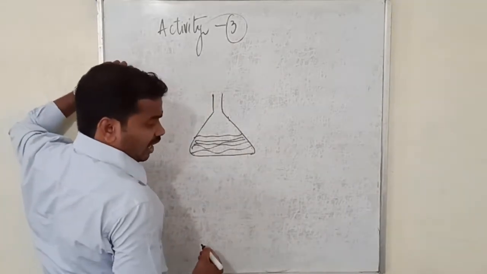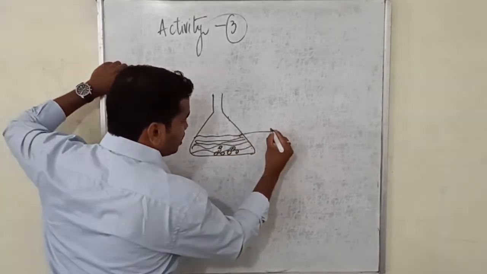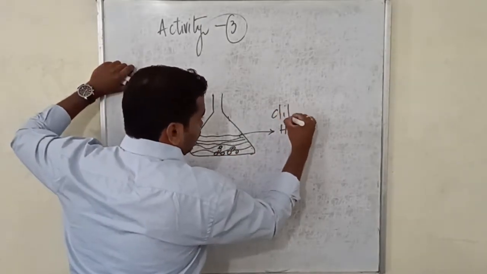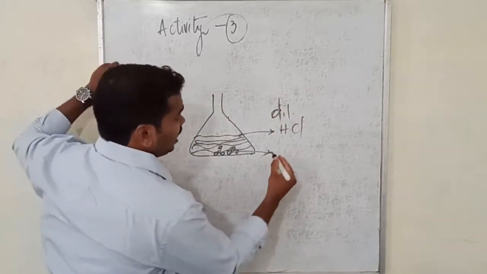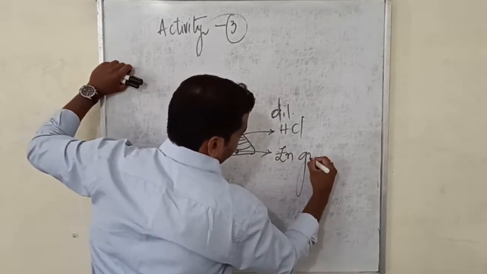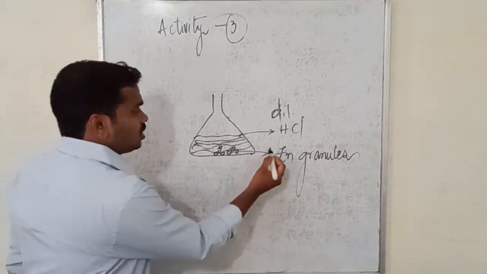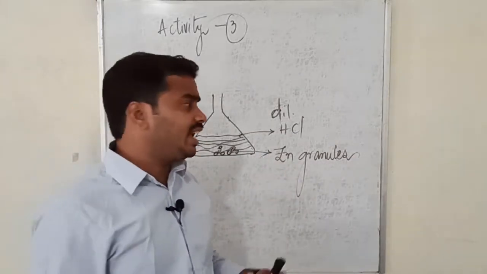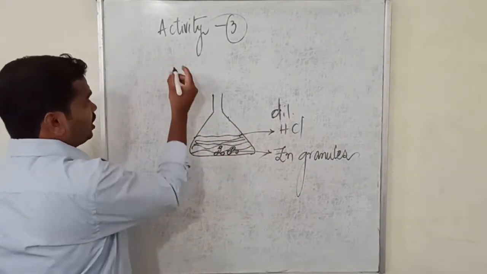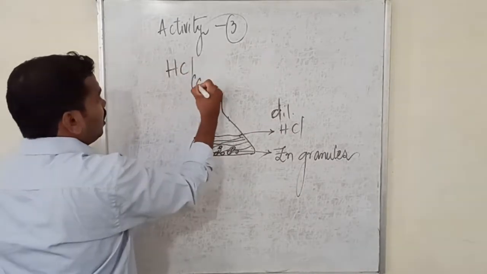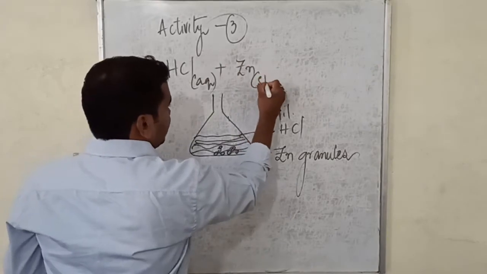After giving this hydrogen chloride in the conical flask, try to put some zinc granules. What are we going to put? This is HCl, which is diluted HCl. At the same time, I am giving zinc granules. So these zinc granules will start reacting with HCl. That reaction I'm going to write. Zinc is appearing in the solid state itself. HCl, aqueous, zinc in a solid state.